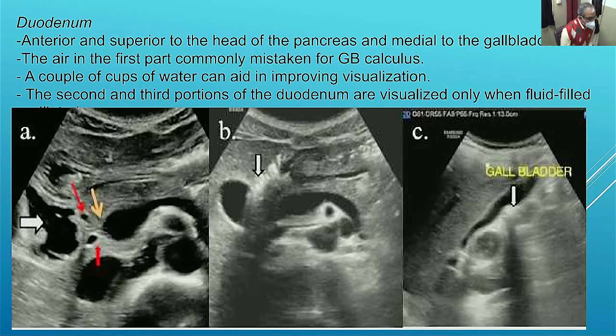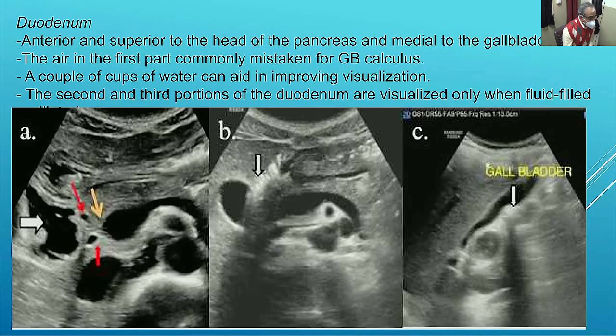Duodenum is anterior and superior to the head of pancreas and medial to the gallbladder, here, and sometimes air in the duodenum is mistaken for gallbladder calculus. Particularly we find students making that error. That is just due to inexperience, and if you visualize in different views, then you can see the duodenum separately and gallbladder separately. Fluid anywhere in the bowel, as I said, aids in better visualization.